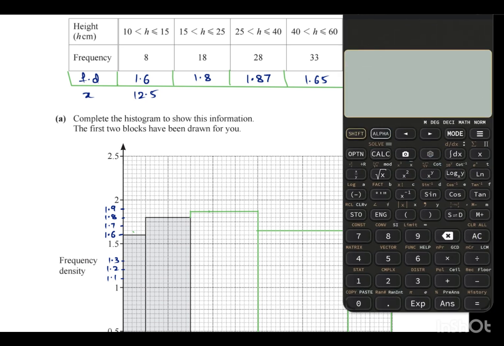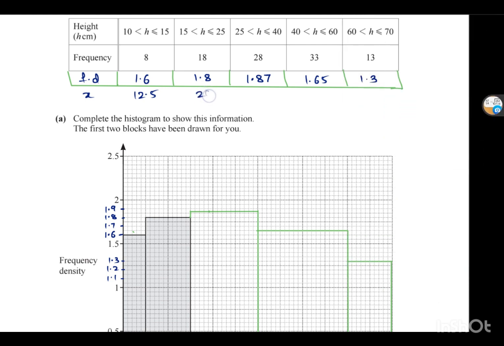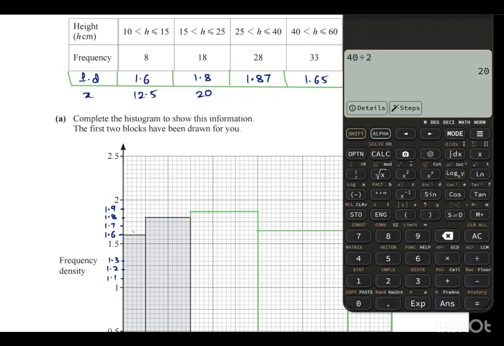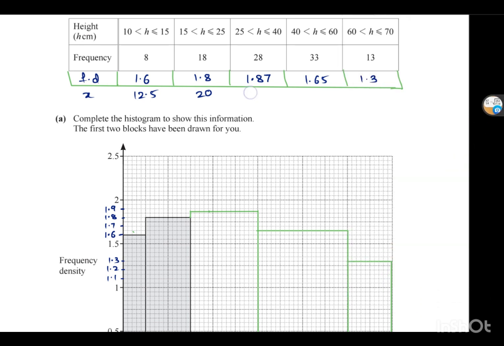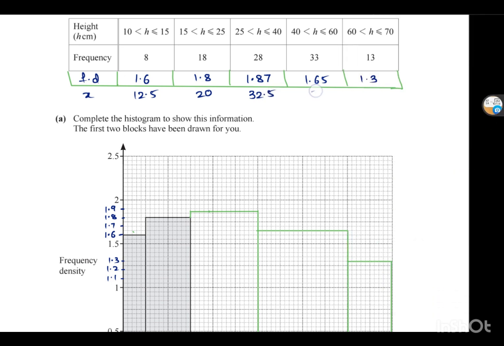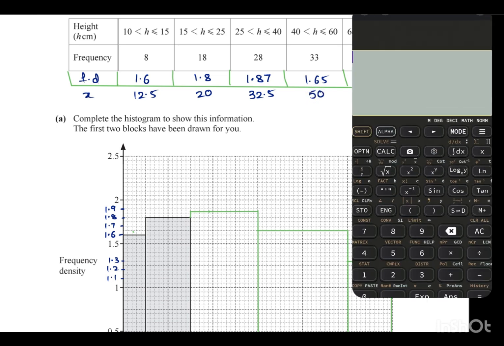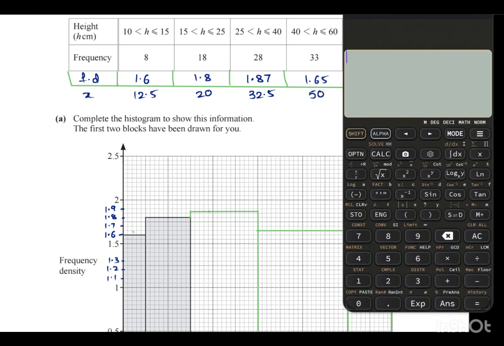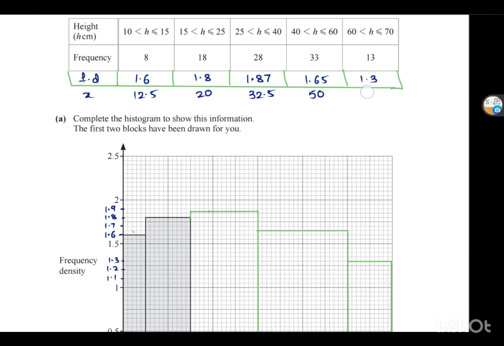Then 15 plus 25 is 40, 40 divided by 2 is 20. For 25 plus 40 is 65, 65 divided by 2 is 32.5. Then 60 plus 40 is 100, 100 divided by 2 is 50. Some of them you can do mentally also. 60 plus 70 is 130, 130 divided by 2 is 65. These are the mid values.